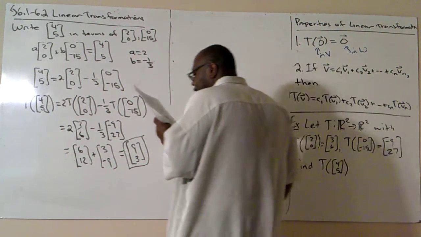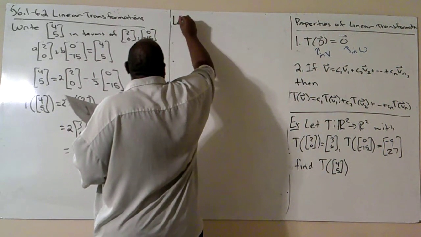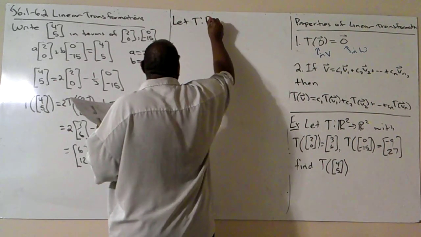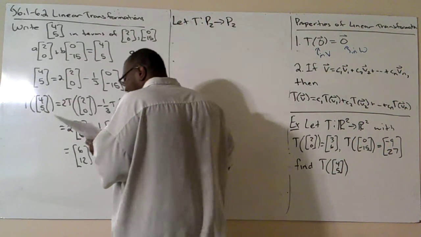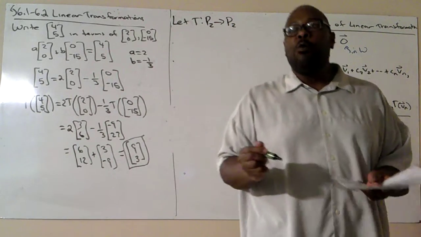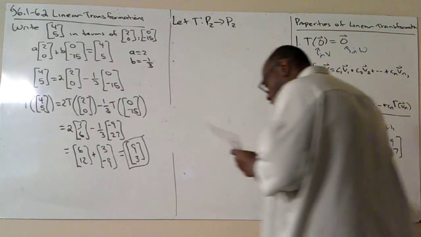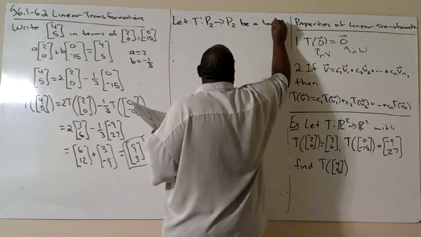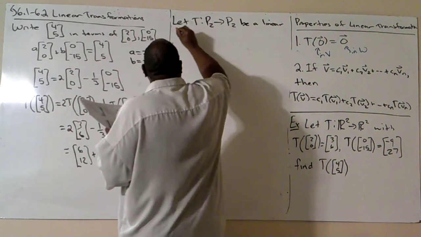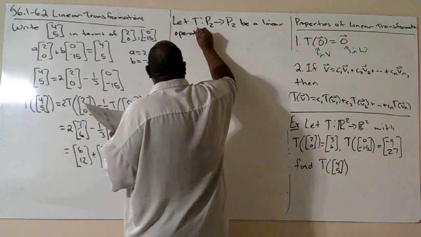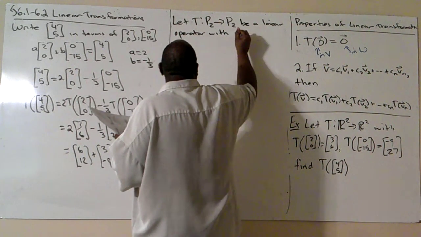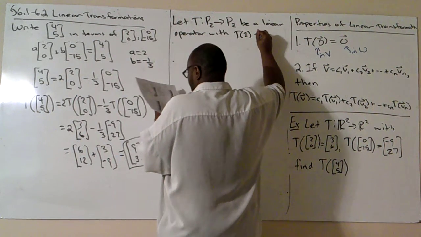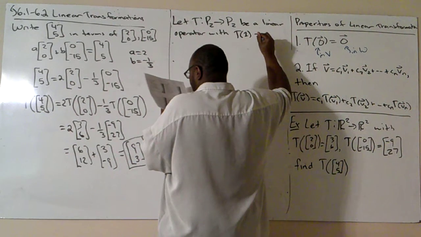And then the last thing here, before I go to the next part with matrix transformations, is I say let T be a transformation from P2 to P2. If you forget what P2 is, this is polynomials of degree 2 or less. Be a linear operator, with T of 1 equal to 3x squared minus 4.